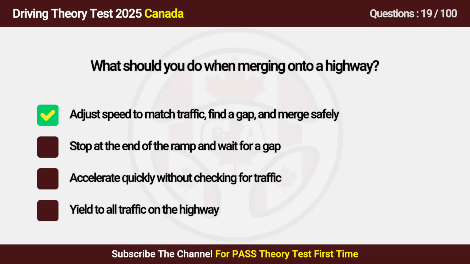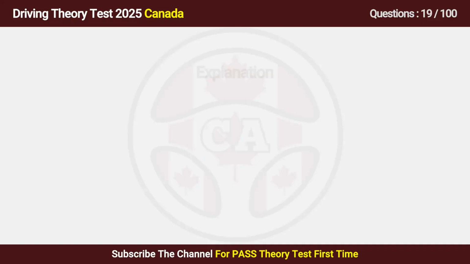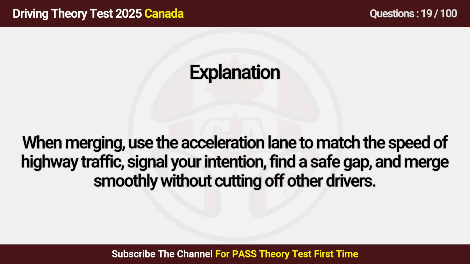Answer is A. Adjust speed to match traffic, find a gap and merge safely. When merging, use the acceleration lane to match the speed of highway traffic. Signal your intention, find a safe gap, and merge smoothly without cutting off other drivers.